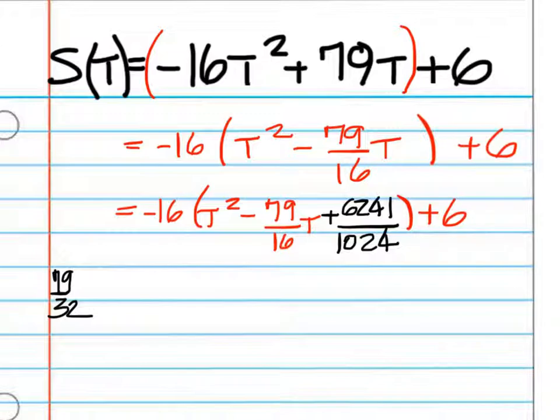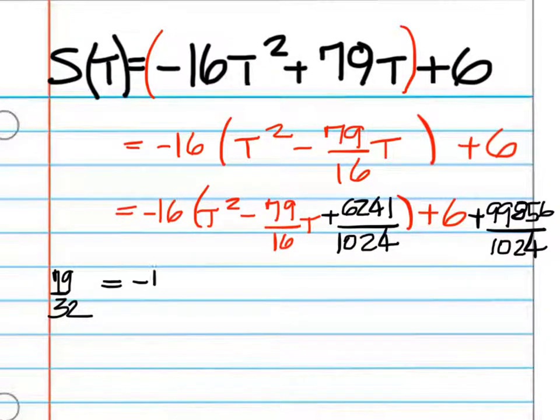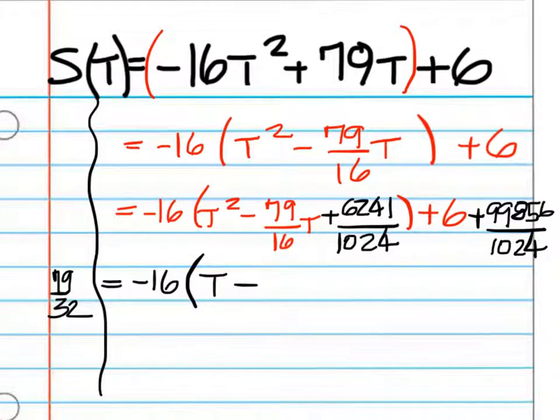So what we're doing on the outside must be plus. So we would end up with 99,856, and then putting that over 1024. Alright, if we put this in the completed square form, we end up with negative 16 times the quantity t minus, and then remember we need half of the 79 over 16, which is, and I'll draw a line here because it looks like I'm setting all that equal to 79 over 32, but this was half.